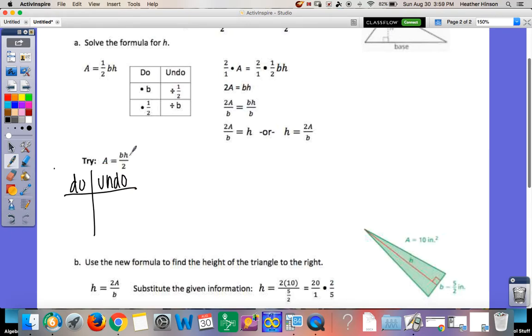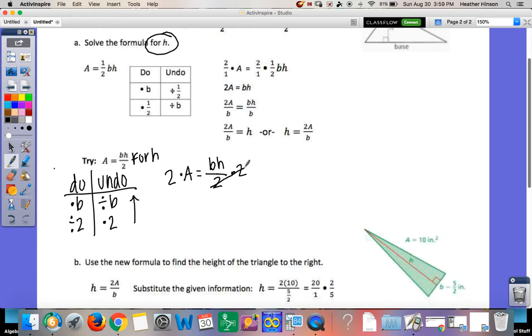Okay, so for this, we're still solving for h, just like I said up here. So we want to see what happens to it first. On top with your h, it's got a b, so it's multiplying by b. On the bottom, it's dividing by 2. So to undo it, if we work our way up this side, dividing by 2 changes to multiplying by 2. Just do the opposite. And multiplying by b changes to dividing by b. So if we follow those steps, we should be able to solve for h. So we multiply by 2.